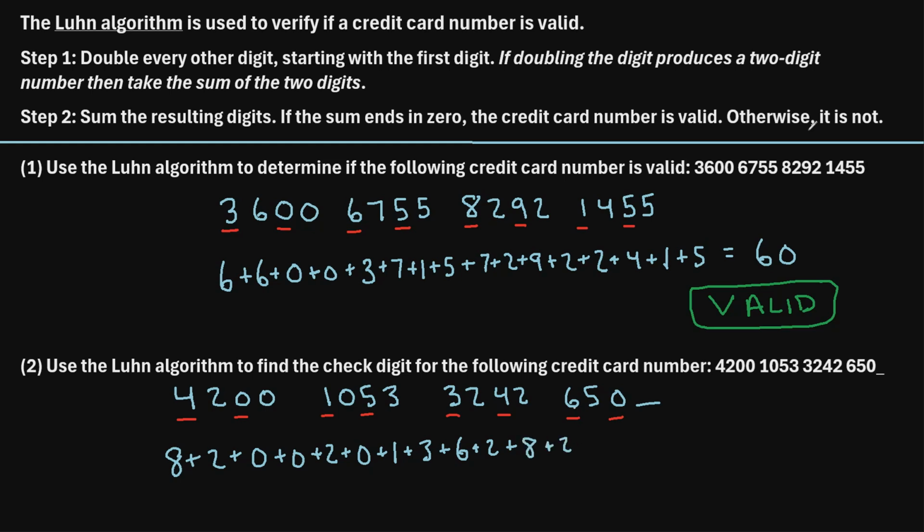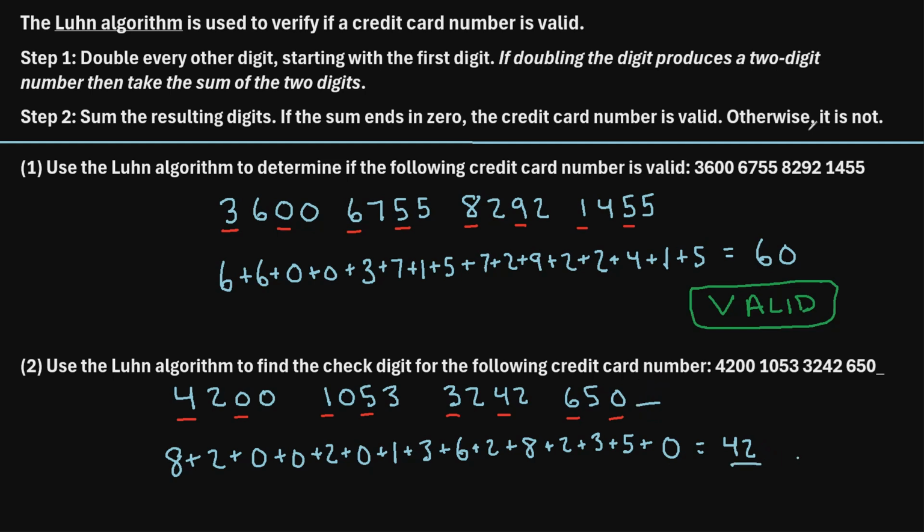Plus 2. Plus 6 doubled is 12. Instead of taking 12, we take the sum of those two digits. So 1 plus 2 is 3. Plus, we add 5. Plus 0 doubled is 0. So if we add up all of these values right here, the sum of those values turns out to be 42. So what does this last number right here, this check digit, what does it need to be in order to have a number that ends in 0?